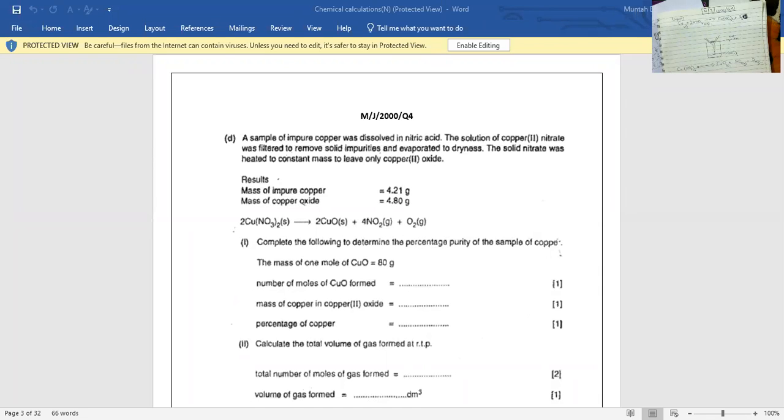So first question. A sample of impure copper was dissolved in nitric acid. The solution of copper 2 nitrate was filtered to remove solid impurities and evaporated to dryness. The solid nitrate was heated to constant mass to leave only copper 2 oxide. It is always a good idea to understand the question. What is the question saying? Then it'll be easier for you to calculate. So there's a metal reacting with acid, and we know whenever metal reacts with acid, we get copper 2 nitrate.